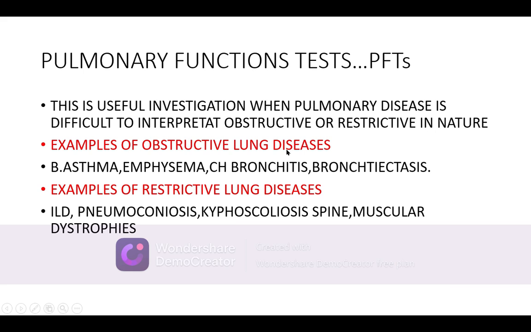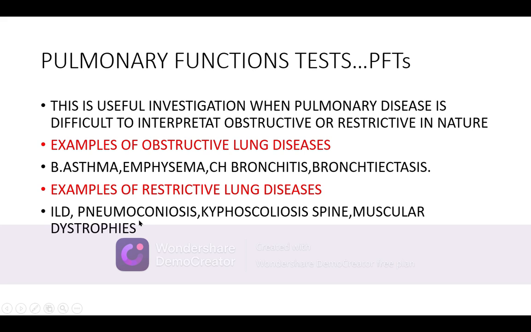What are the obstructive lung diseases? Name them: bronchial asthma, chronic progressive emphysema, chronic bronchitis, bronchiectasis, bronchiolitis. These are the obstructive lung diseases. Examples of restrictive lung diseases are ILD, pneumoconiosis, kyphoscoliosis, because the musculature and skeleton of the thorax is involved, and muscular dystrophies, and in cases of myasthenia gravis, weakness of the muscles.